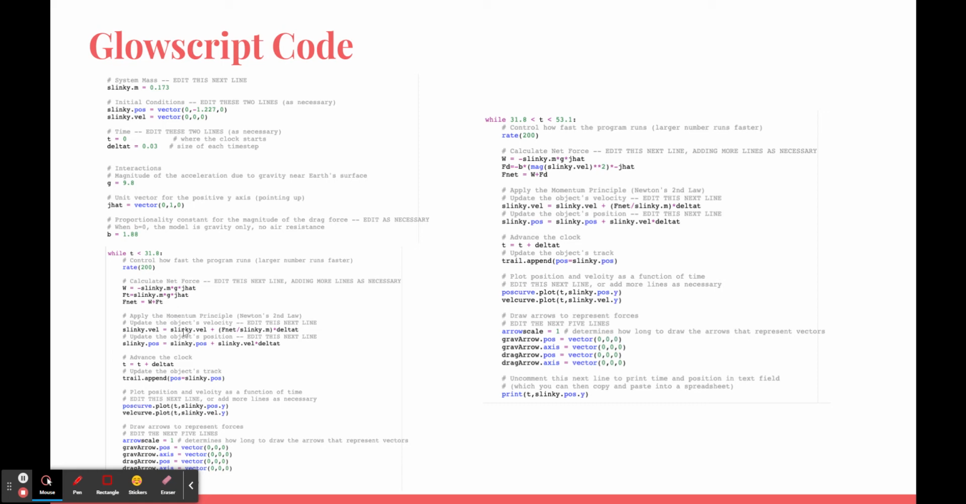And then you have Newton's second law right here. You have the velocity update and the position update. For the second part of the code, you have the second while loop. We have the force of gravity, we have drag force, and then F net is going to be the force of gravity and drag force. And then here we have the velocity update and the position update formula.